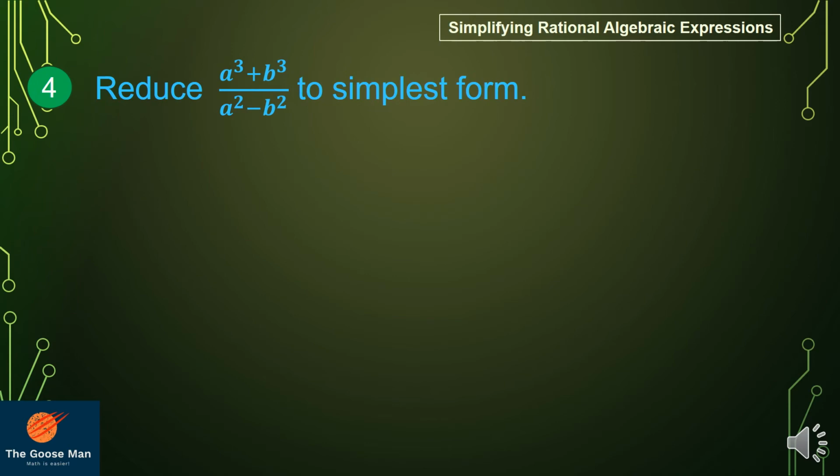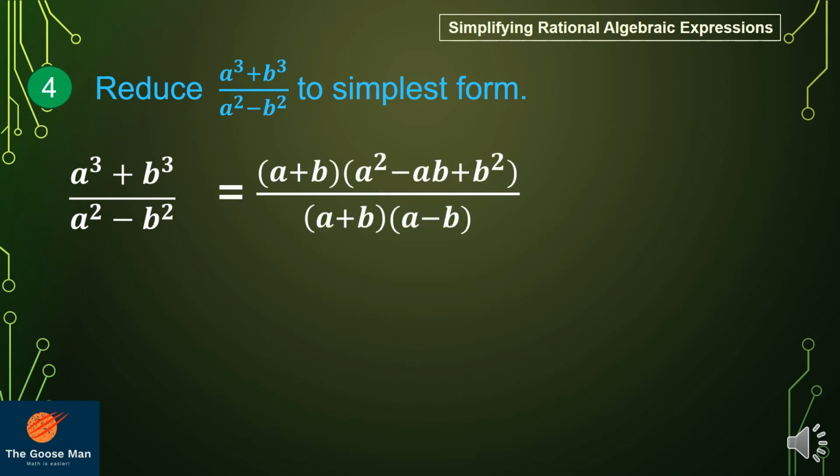Let us consider another example. Reduce a cubed plus b cubed all over a squared minus b squared to simplest form. So what we're going to do is, again, analyze what type of factoring method we can apply to a cubed plus b cubed, as well as a squared minus b squared. Now, observe that I can factor the numerator using the sum of two cubes, and I can factor the denominator using the difference of two squares.